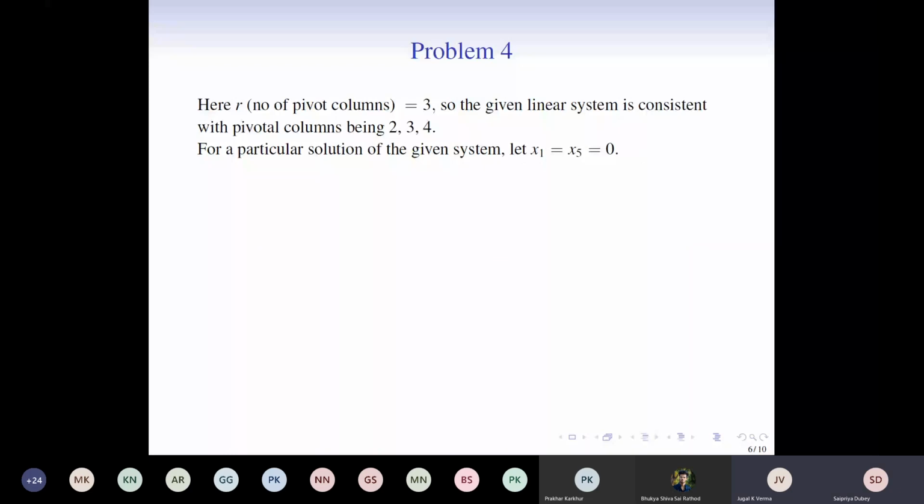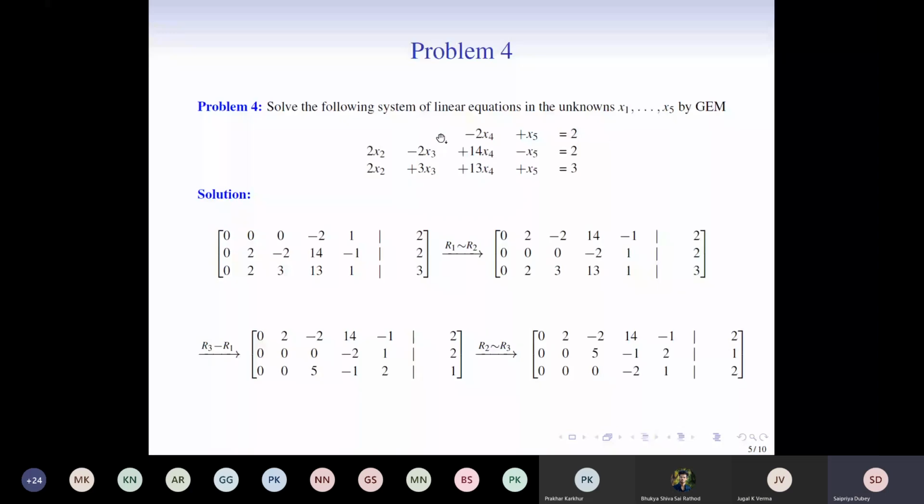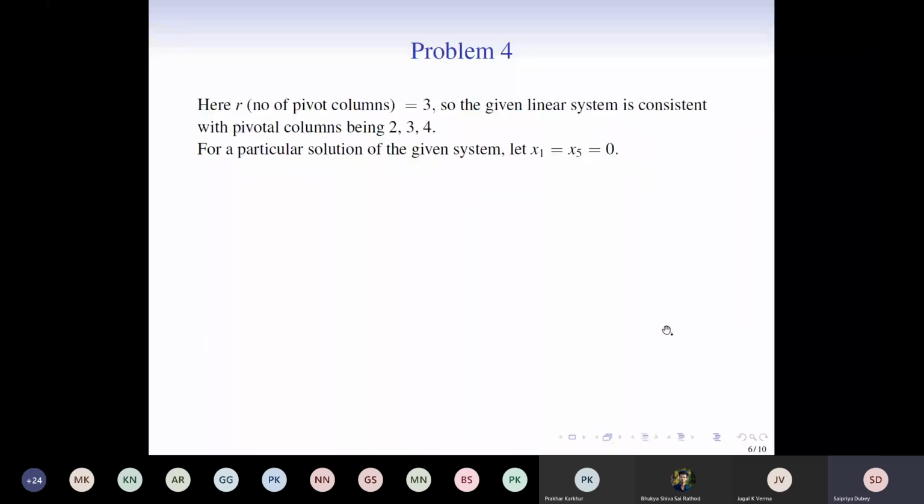So here we see the number of pivotal columns is 3. The linear system is consistent with pivotal columns being 2, 3 and 4. So the non-pivotal columns are x1 and x5. The variables corresponding to these are free variables, so I can choose whichever value I want for these. For a particular solution, the very first thing we do is set the free variables equal to 0. Why am I doing this? Because I have the freedom to choose these two variables as I please.